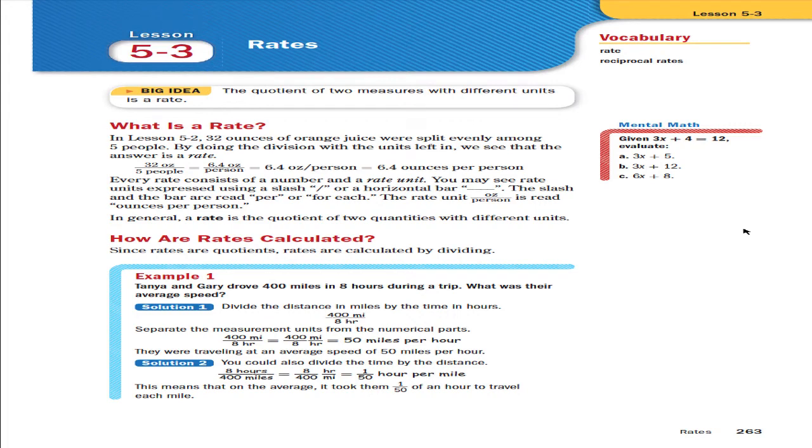Hey, welcome to 5-3. This is the lesson on rates. A rate, in general, is the quotient of two quantities with different units.